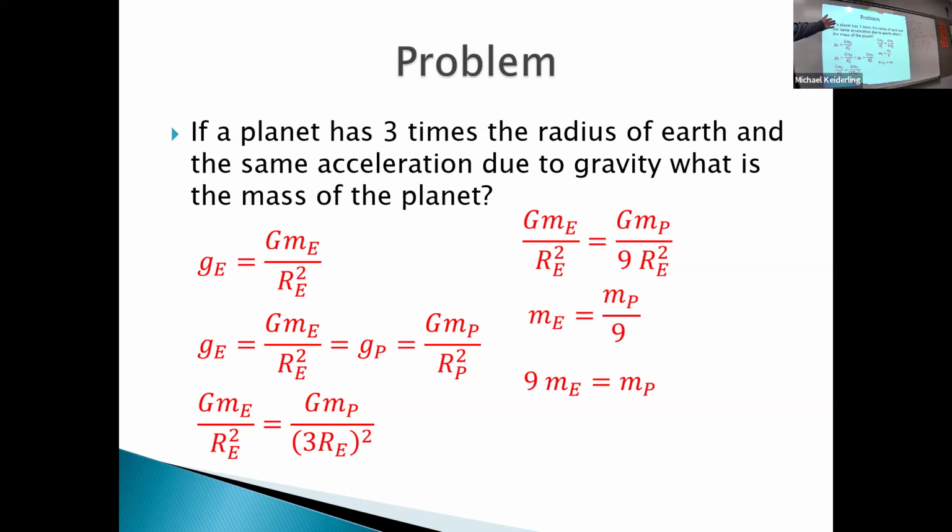To get the same gravity with 3 times the radius, you need 9 times the mass. Basically, if you had the same mass and 3 times the radius, you'd have a 9th the gravity. But if you then want to increase the mass to make gravity the same, you'd need to have 9 times the mass.